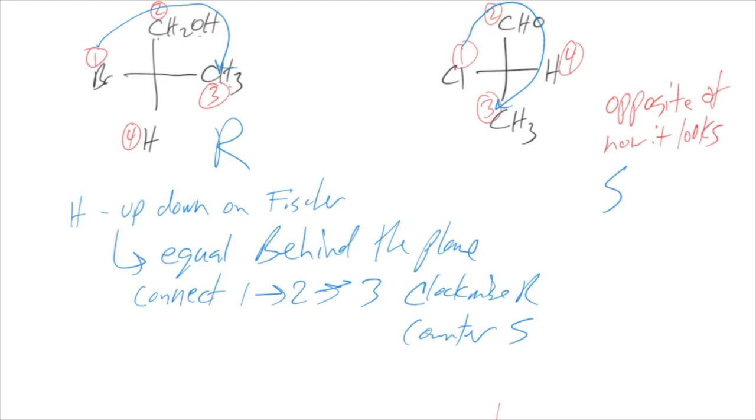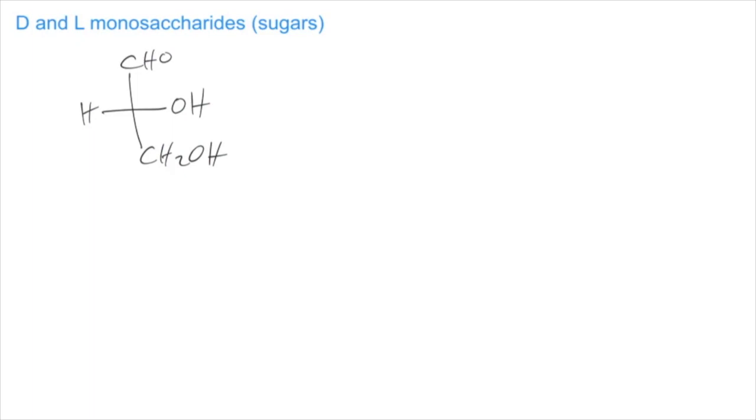The first one, over here, would be R stereochemistry. This one here is S stereochemistry. That's the easiest way to go through and figure out the stereochemistry in a Fischer projection without having to redraw or maneuver the molecule around.